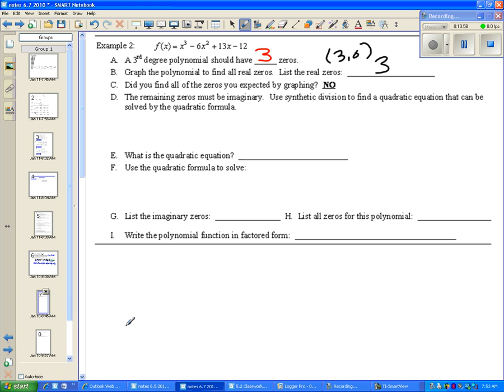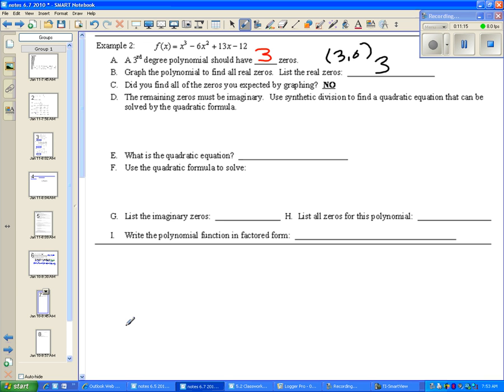Did you find all the zeros you expected by graphing? I should find 3 of them. I only found 1, so no. The remaining zeros must be imaginary. Use synthetic division to find a quadratic equation that can be solved by the quadratic formula.